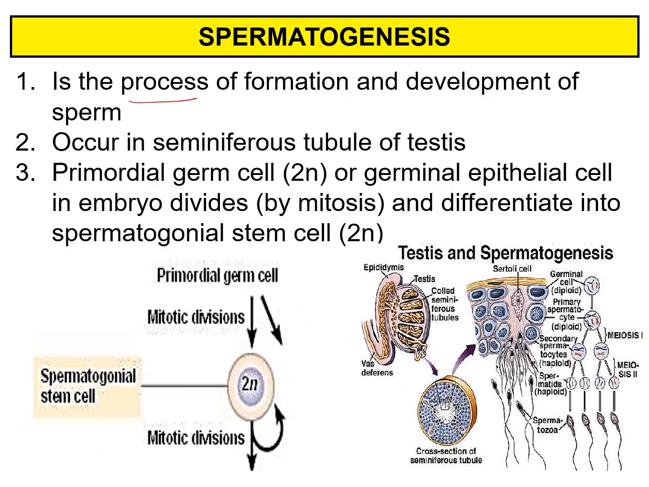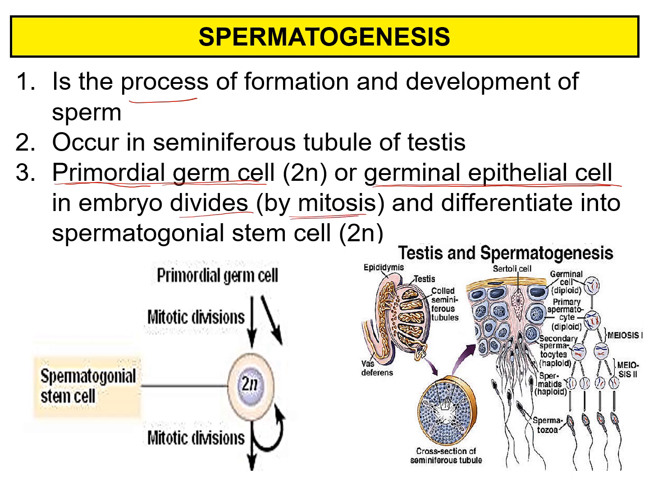Spermatogenesis is the process of formation and development of sperm. Occur in seminiferous tubule of testis. Let's look at the terms used here. Primordial germ cell or germinal epithelial cell. So it is actually an epithelial cell in the seminiferous tubule. So when it develops into a spermatocyte later on, it will continue undergoing meiosis and mitosis and differentiated into mature sperms. So this germinal epithelial cell, or you can use primordial germ cell, divides by mitosis.